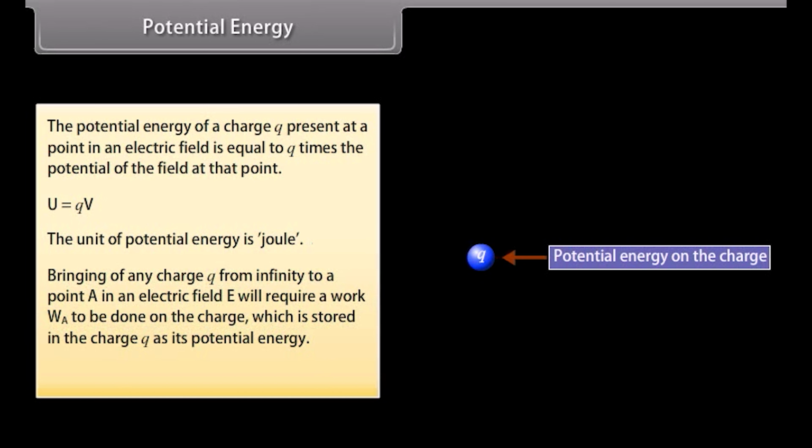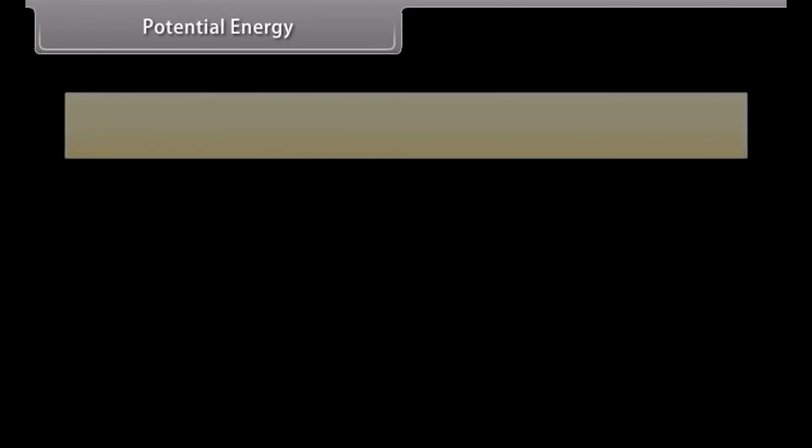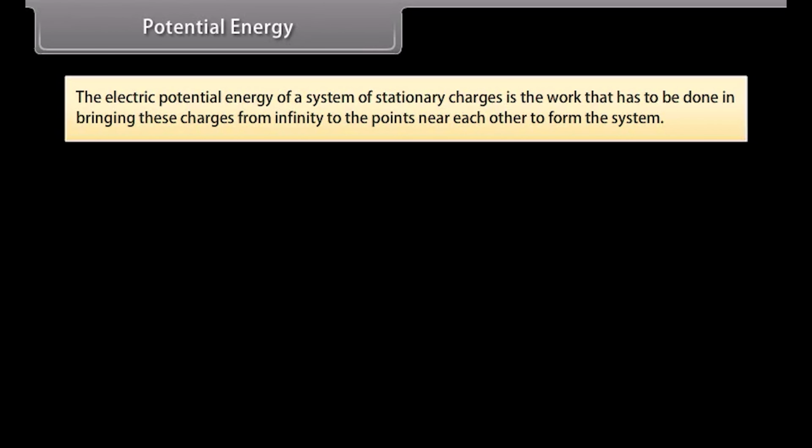Bringing any charge Q from infinity to a point A in an electric field E will require a work WA to be done on the charge, which is stored in the charge Q as its potential energy. UA is equal to QVA. The electric potential energy of a system of stationary charges is the work that has to be done in bringing these charges from infinity to the points near each other to form the system.